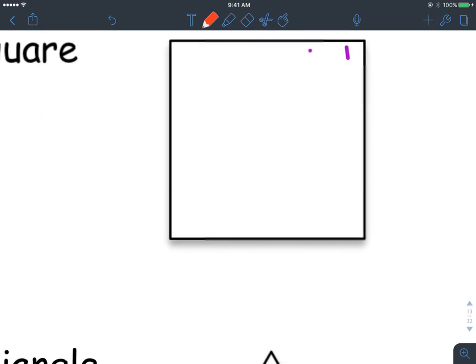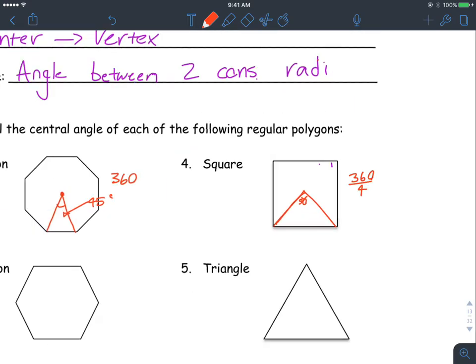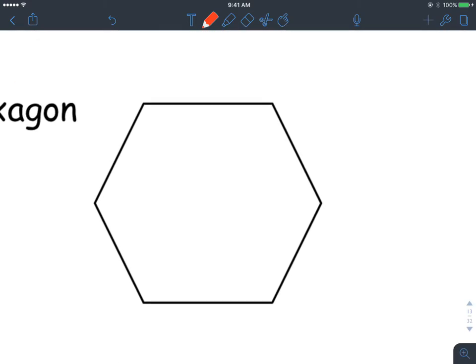Okay, square. If we draw 2 radii right there, you do 360 divided by 4, that's going to get you 90 degrees. Or you could, I guess, draw a right angle. That's pretty much it there. I mean, you do the same thing for each of these.